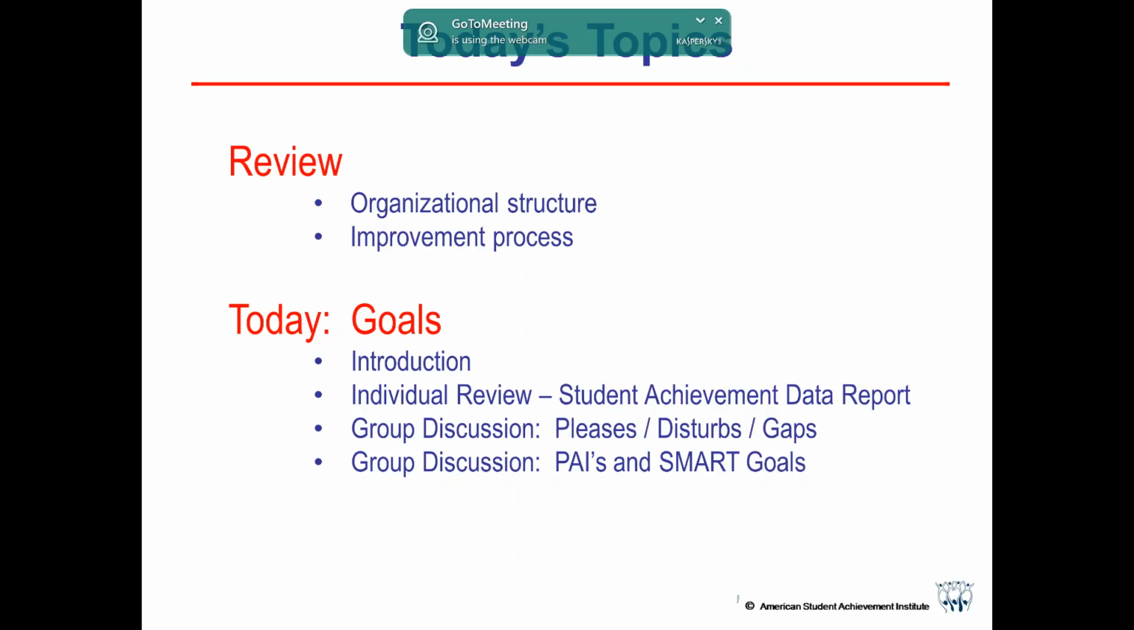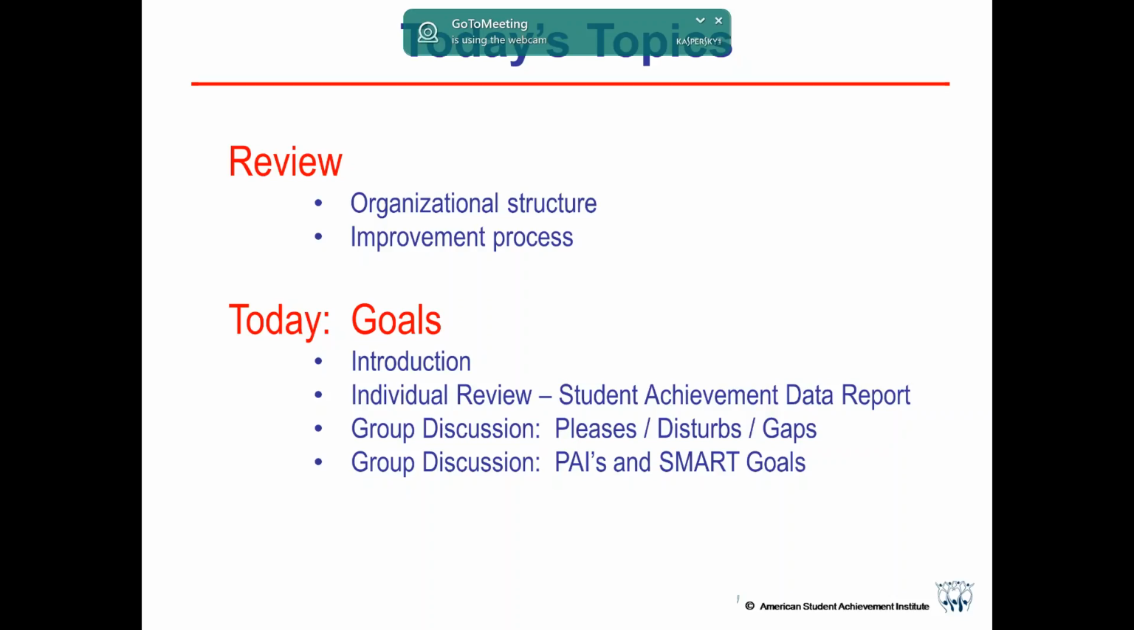Then there's three separate activities that we'll do as part of this step. One is that we'll ask all of your steering team members to do an individual review of the Student Achievement Data Report. So you'll just take some time to yourself and you'll be looking at all of the data that you've been entering into our system. And you'll be asking yourself some exploratory questions. What pleases us about the data? What do we not like about the data? Do we have achievement gaps in our school? So we'll do that individual review.